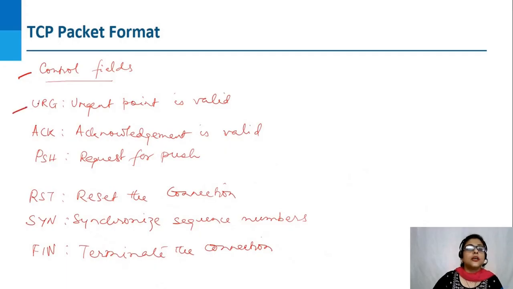The first control field is the URG field or urgent pointer field, which indicates that the urgent pointer is valid. Then we have ACK or the acknowledgement field. If it is set, it means the acknowledgement is valid. Then we have the PSH or the request for push message. After that, RST or resetting the connection. Then we have SYN or synchronize sequence numbers. Last but not the least is the FIN or terminating the connection field.